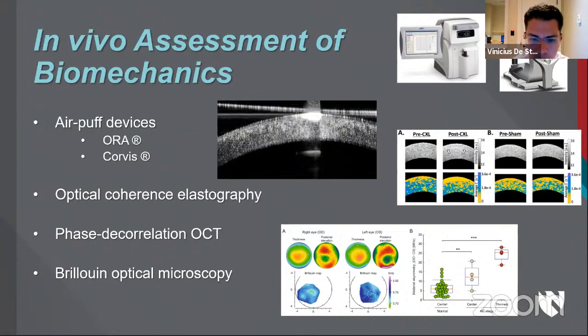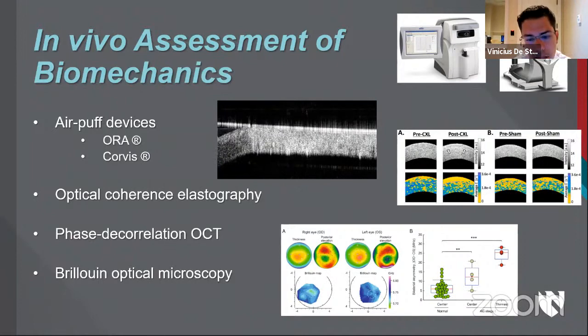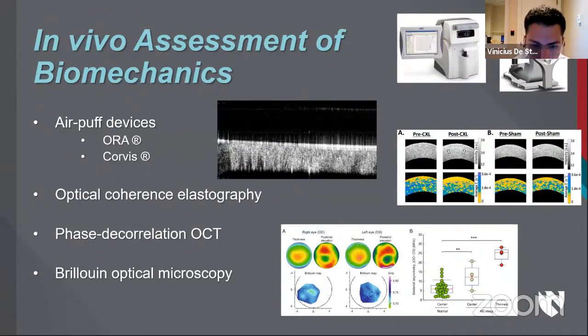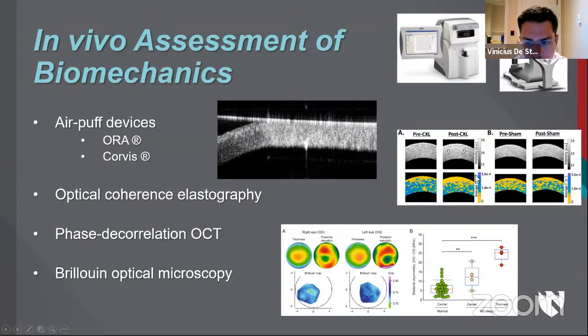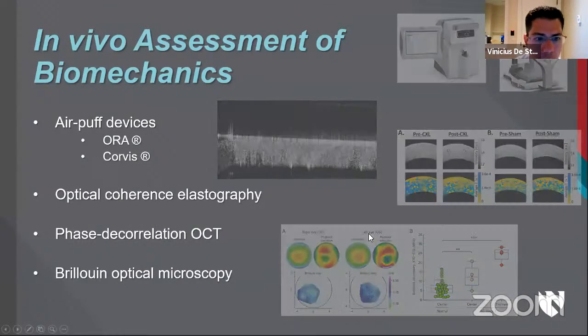This frequency shift is directly correlated with the elastic properties of the tissue, and that's what Brillouin microscopy measures. So it measures that frequency shift of the photon, and that's directly correlated with the elastic modulus of the tissue, and that's why you can also get depth dependent elastic properties of the cornea, just like phase decorrelation OCT.